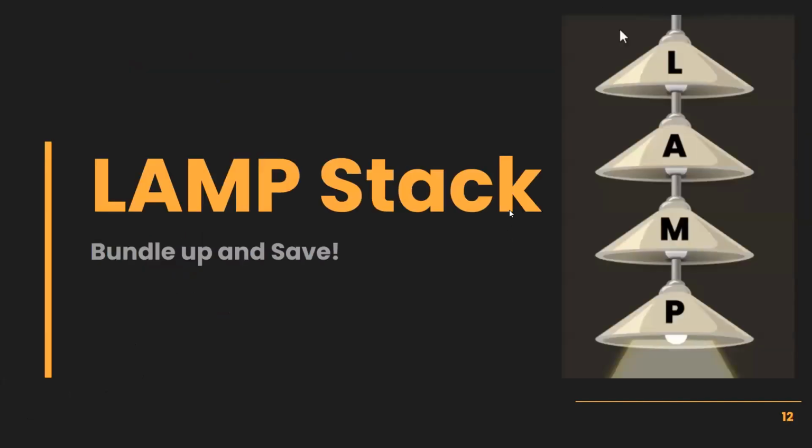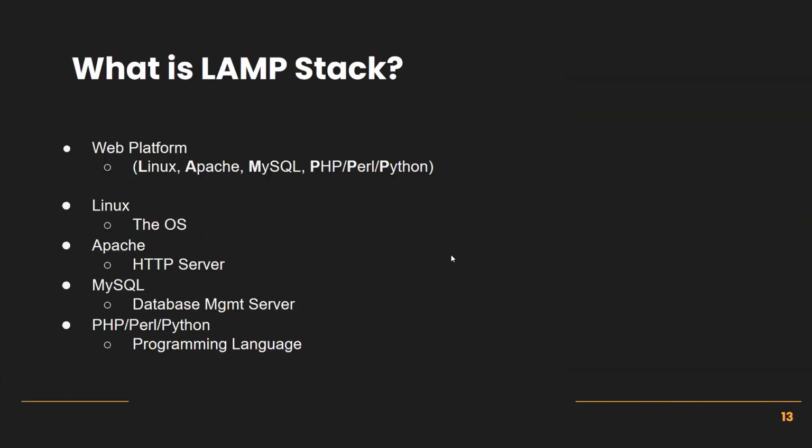All right, Lamp Stack. All right, so what is Lamp Stack? It's essentially a web platform. It's a bunch of applications that we've put together, and they're going to help us create our web platform. So it consists of mainly four things: L for Linux, the operating system, Apache, our web server, MySQL, which would be our database management server, and then the P can be Perl, PHP, or Python. In most cases, it's going to be PHP. I think that's still the most used web programming language for websites.